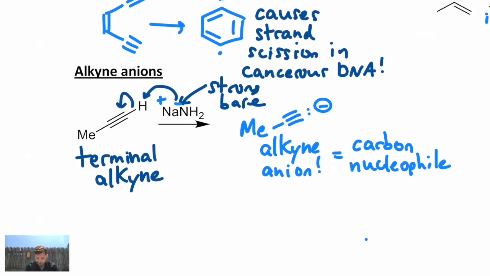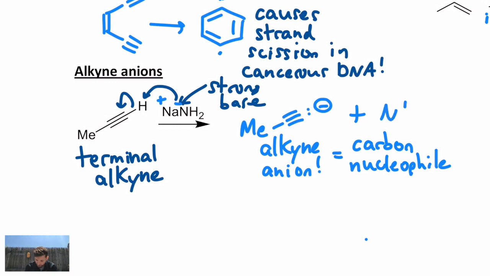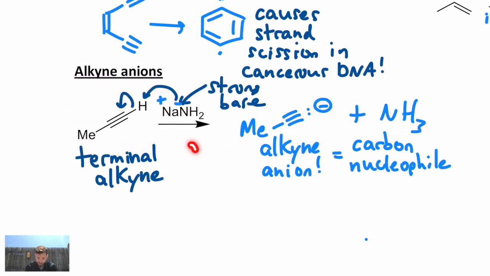Good review of acid-base chemistry, why this actually works. Remember, the pKa of a terminal alkyne is roughly 25. NH2 minus takes that H away, and you actually make an equivalent of ammonia. So if you compare pKa values, 25 for the alkyne, roughly 40 for the ammonia molecule, so the equilibrium lies in that direction. We could not do this with hydroxide. Hydroxide is not basic enough to take away that H.